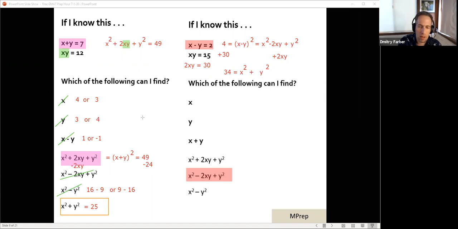Oh, did I erase that one? I meant to have that as one of the things that we can get. Sorry. So yes, we can get x squared plus y squared. I didn't give that as an option, but we can get that.